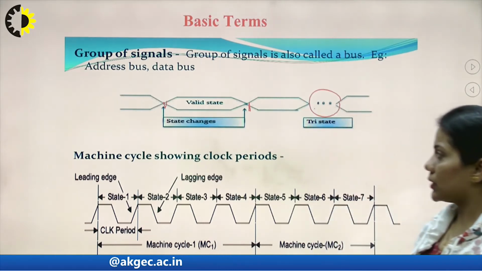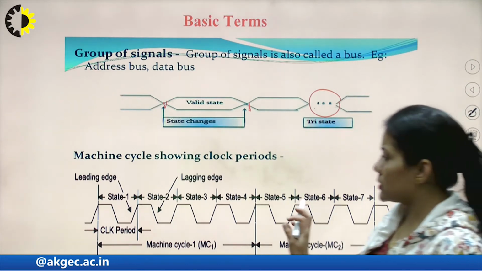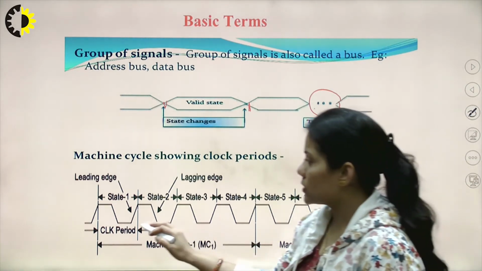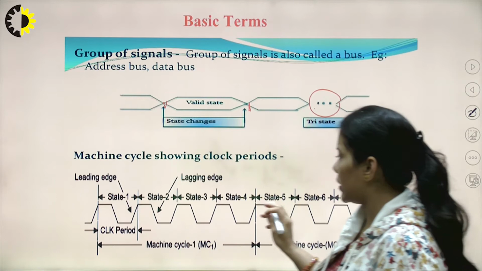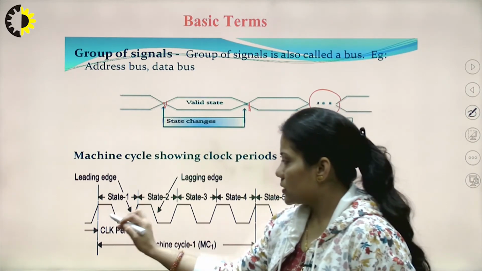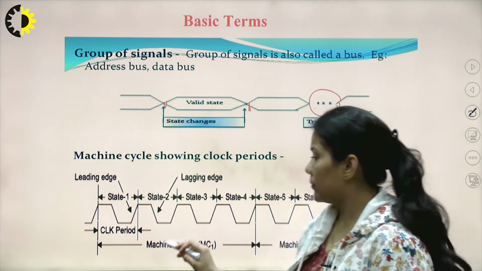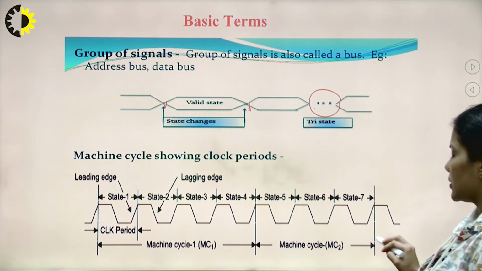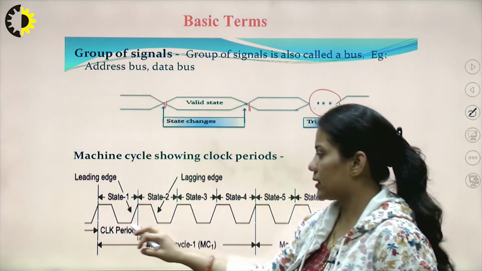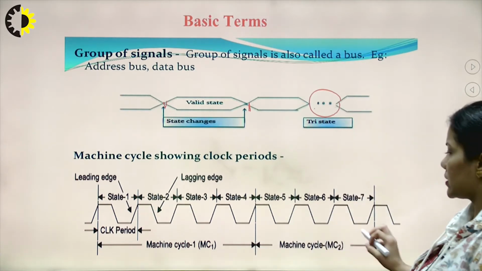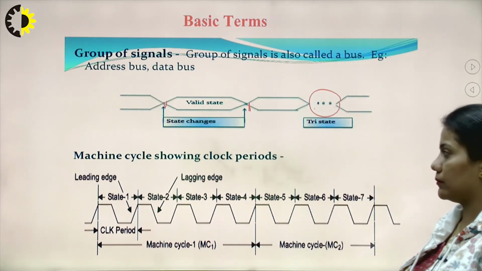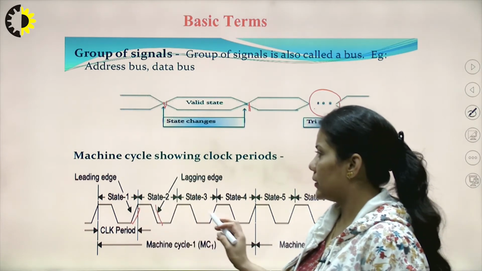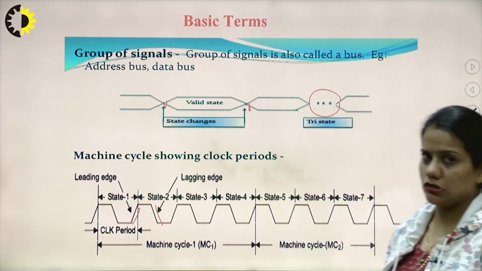Now, machine cycle showing the clock periods. This is an example of the clock periods which are represented in the machine cycles. Suppose this is state 1, state 2, state 3 and so on. This is a clock period, the complete on and off period. Suppose this is the complete machine cycle 1. Next it starts machine cycle 2. So 4 states make one machine cycle, and the next 3 states make one machine cycle again. This is the leading edge and this is the falling edge, or we can say the lagging edge.